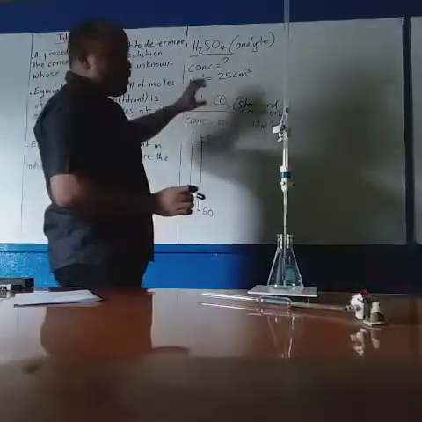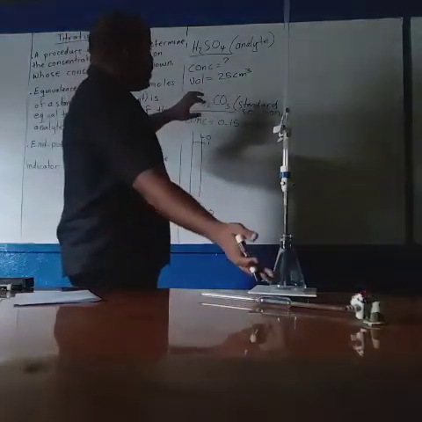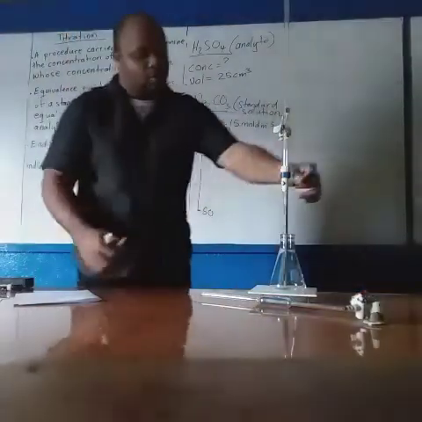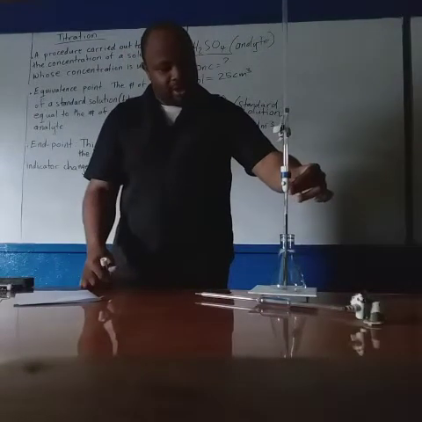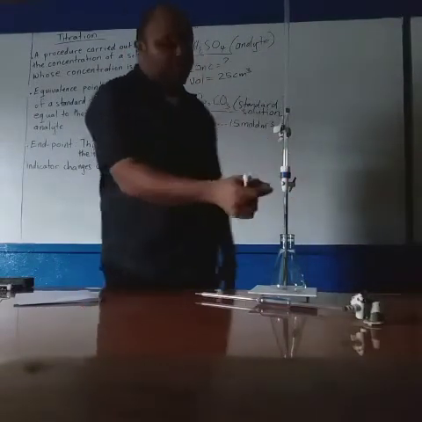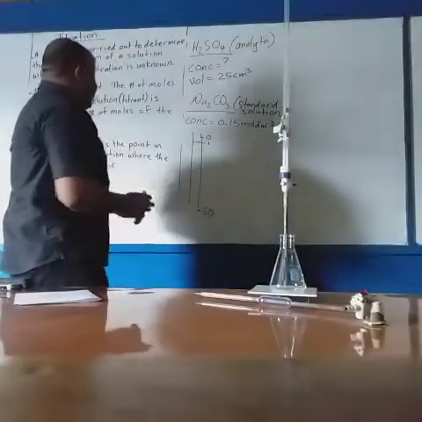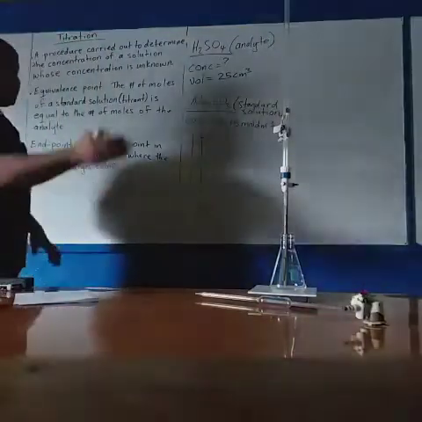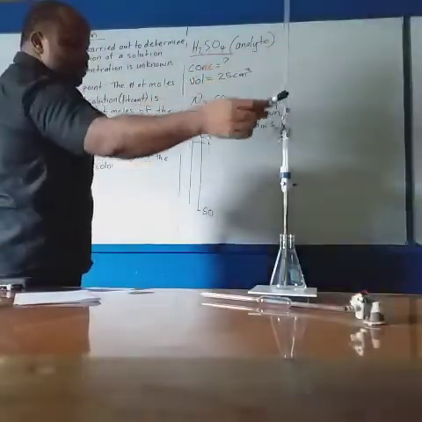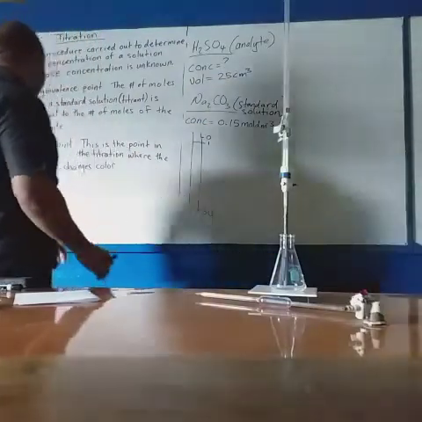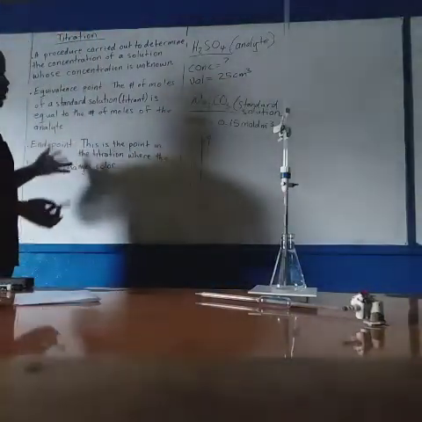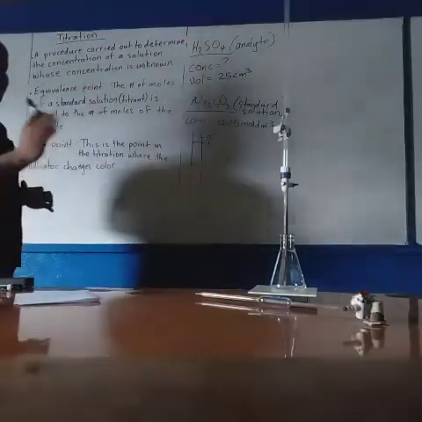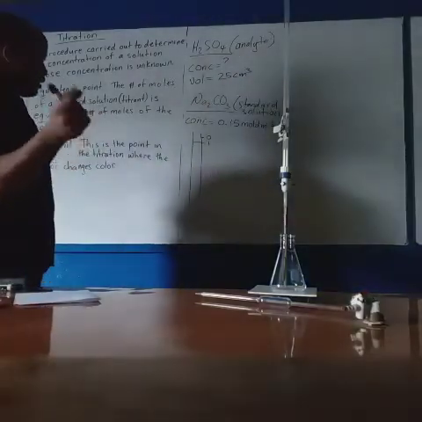Now, once you add your analyte and the indicator, you will turn the knob on the burette to run the solution out. Remember, once you start adding the solution from the burette to the conical flask, you are going to look for a color change. Once you get that color change, you will stop.